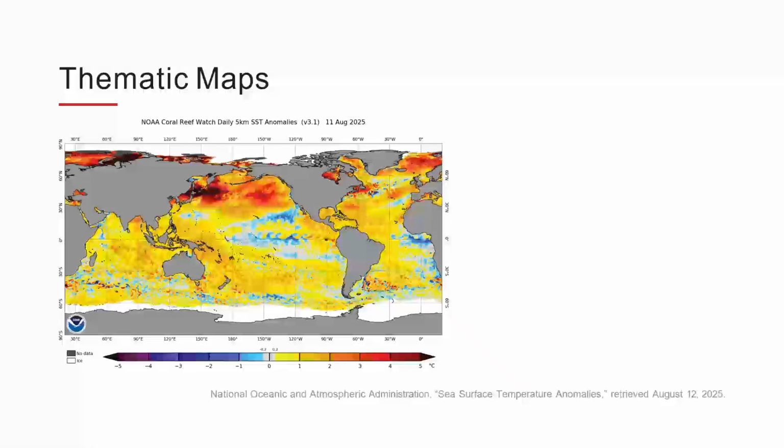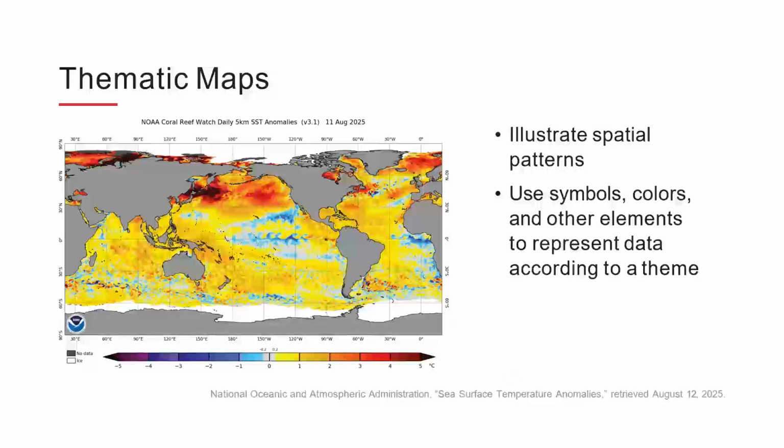Thematic maps, on the other hand, illustrate spatial patterns, generally tied to a specific theme or topic. They use symbols, colors, and other elements to represent data.